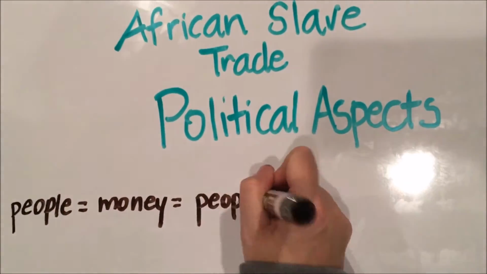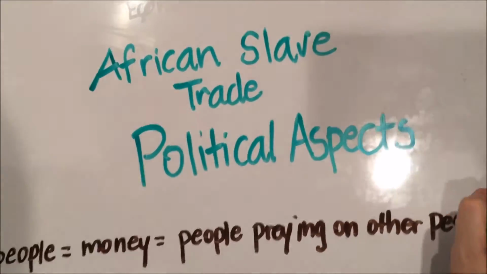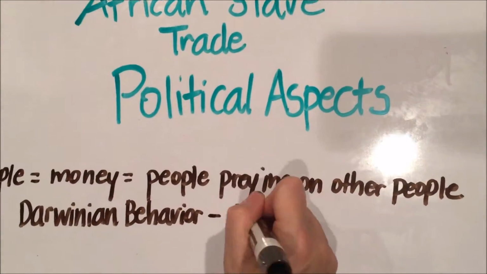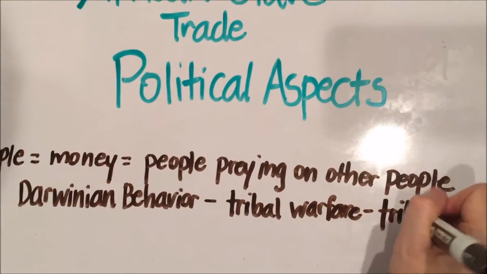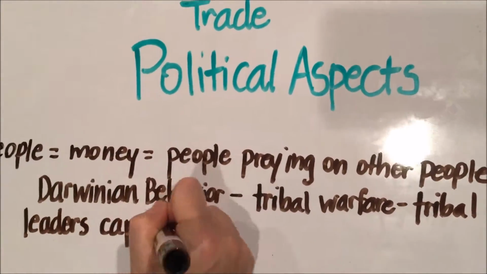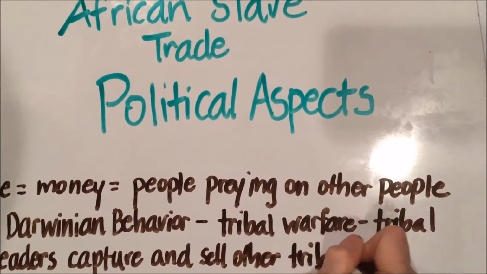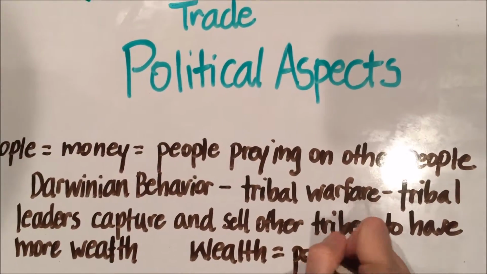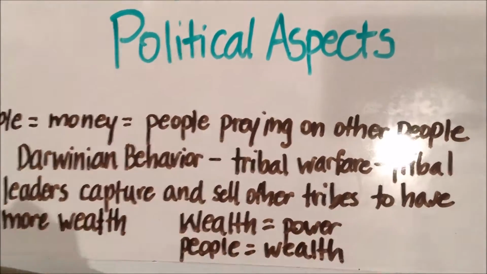Now at this point, Africa's society is crumbling. People actually took an animalistic approach towards their neighbors and everyone and preyed on them to sell them to slavery. They showed Darwinian behavior. There was more tribal warfare. Tribal leaders captured other people and sold them because of the money that they could get from it.